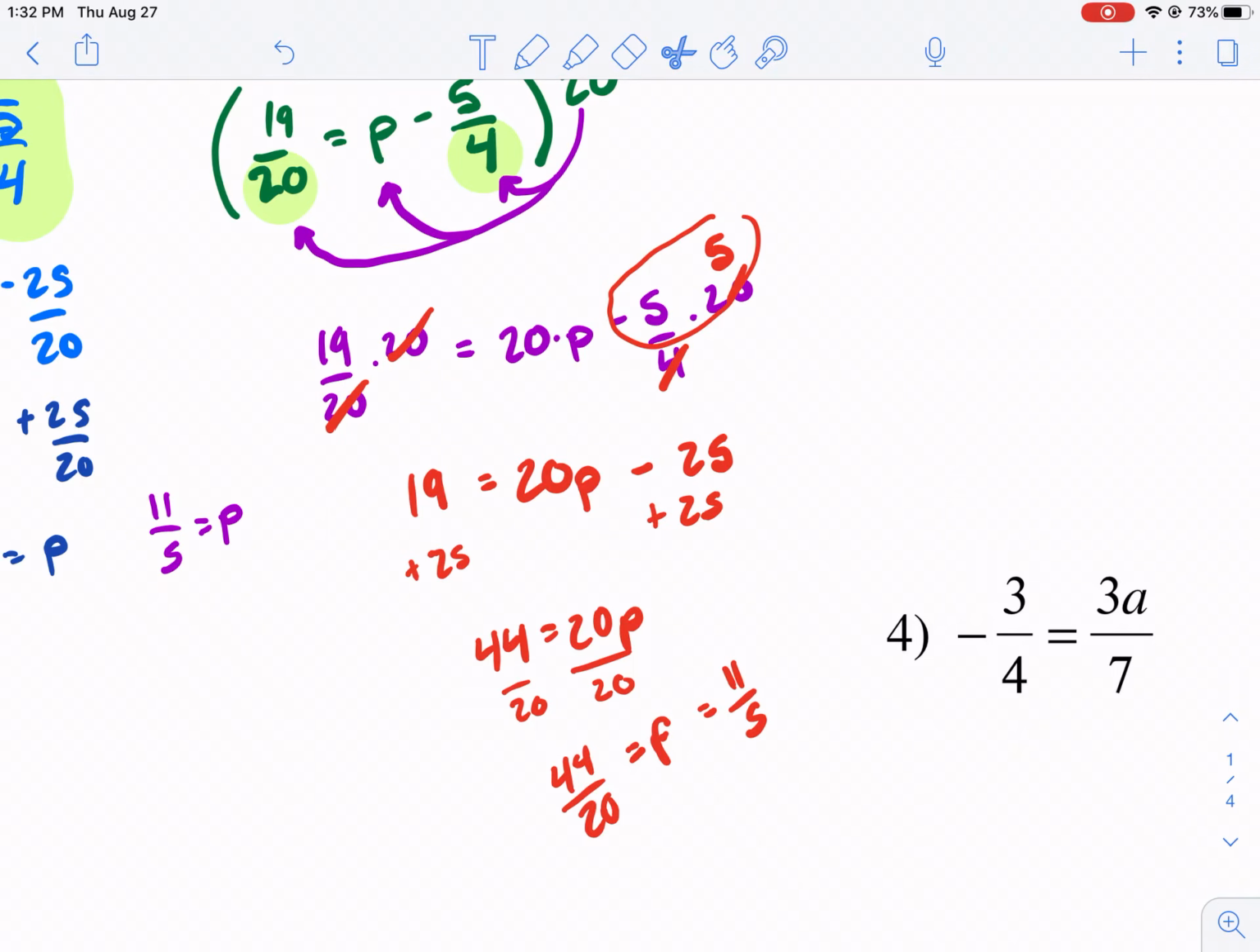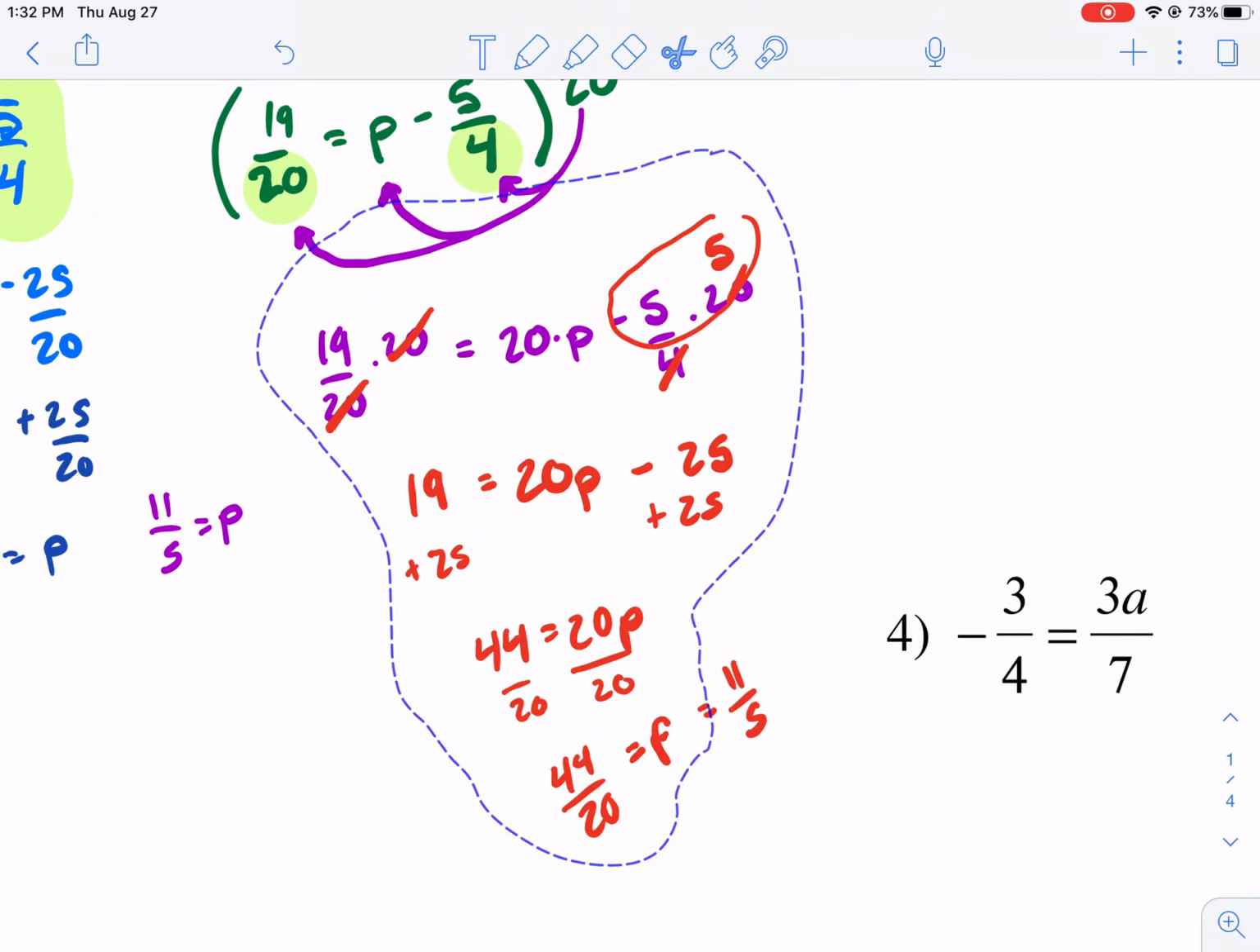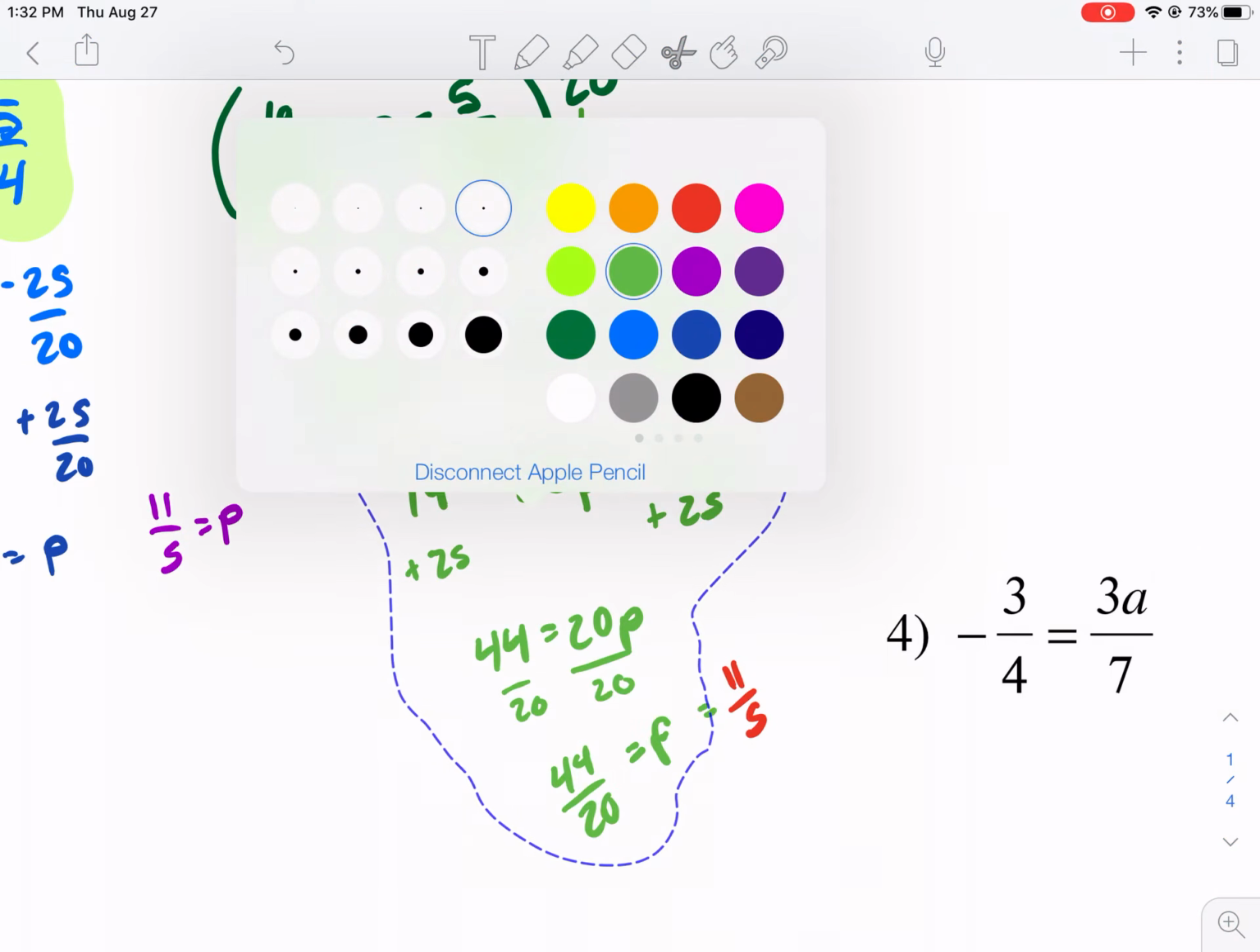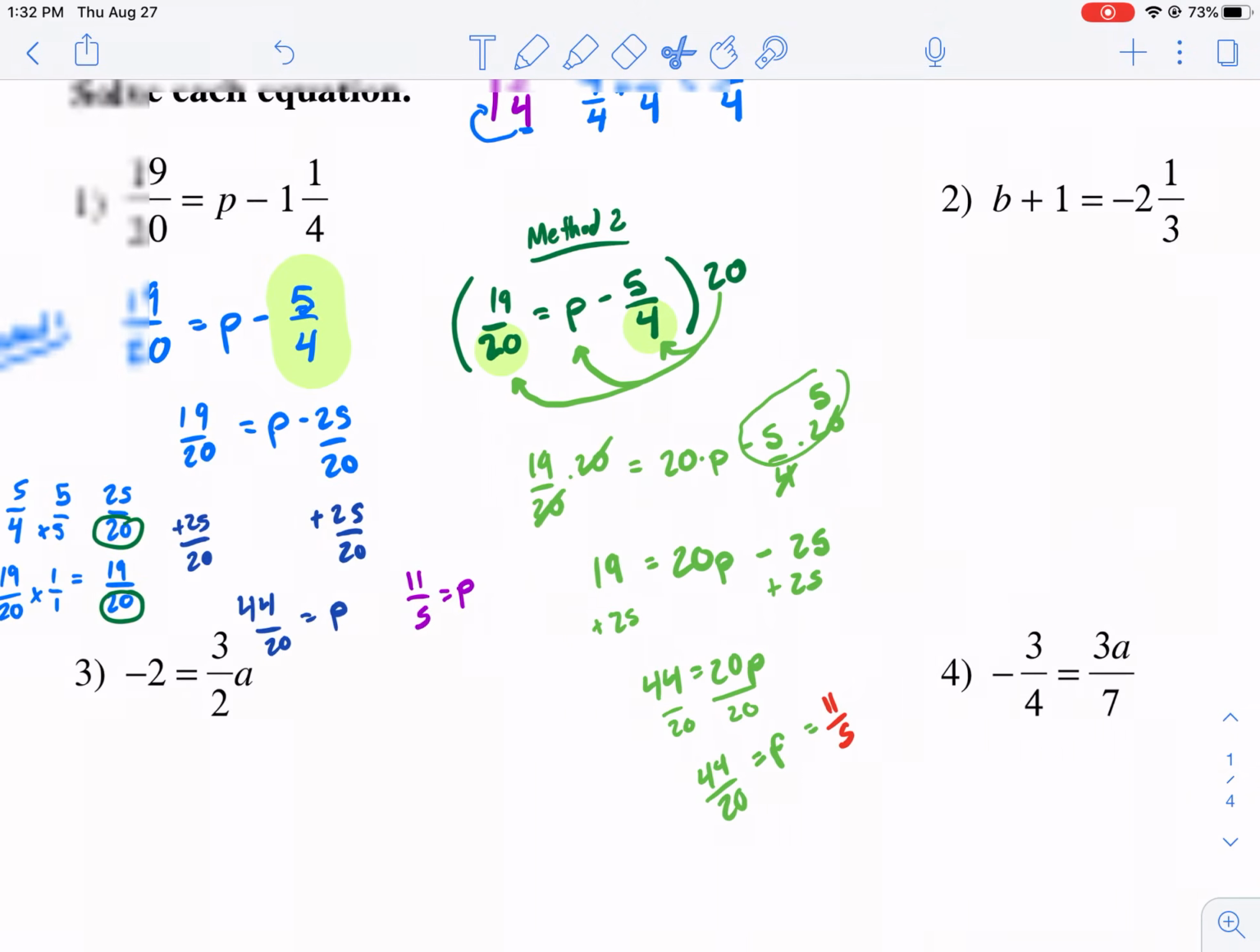Let me go like this. Okay, I'm going to try to change this to green. Okay, change this to green style. Let's go with this light green, I guess. Okay, you get the same answer.